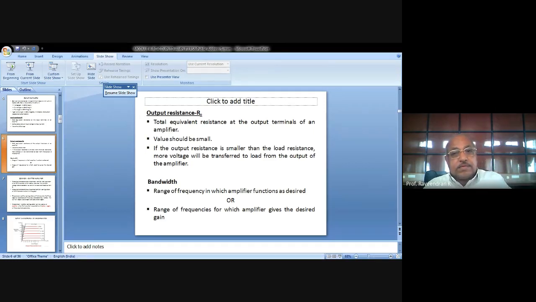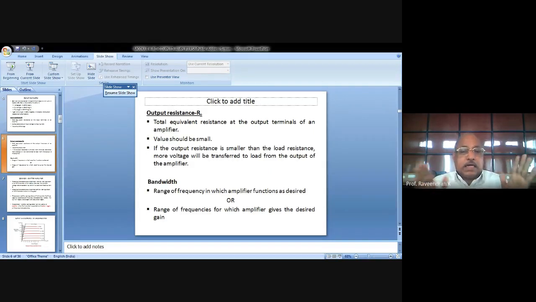Then there is an active region, that is the amplification region of the transistor, and there is a saturation region, that is the on state of the amplifier. So these three regions of operation are there in a common emitter configuration. In a common emitter configuration, we have three regions of operation for the amplifier. That is the cutoff region, then active region, then the saturation region.